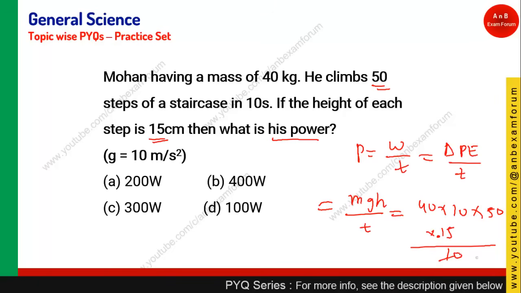So 10, 10 cancelled. Again I am having 100 below me, in the denominator part. So again if I cancel all zeros, I am left with 5 4s are 20 into 15, that is 300. Okay, so 300 watt is the right answer.